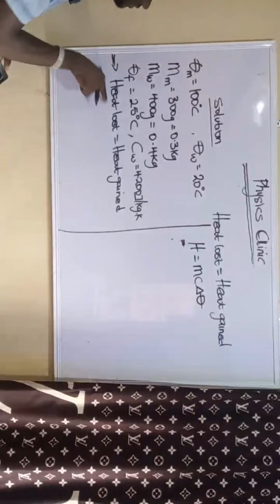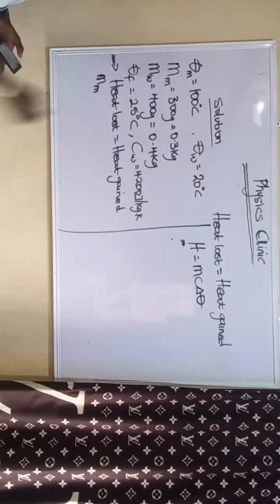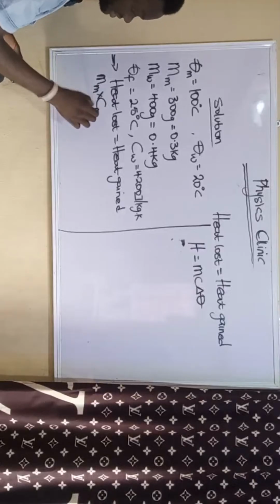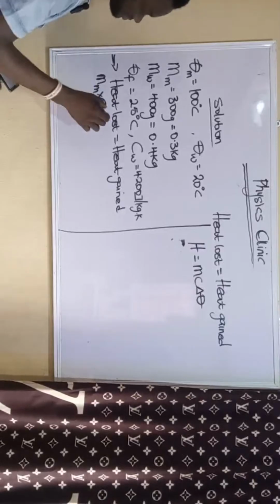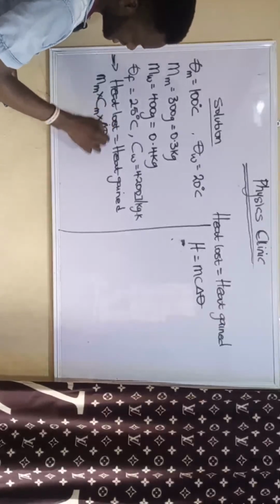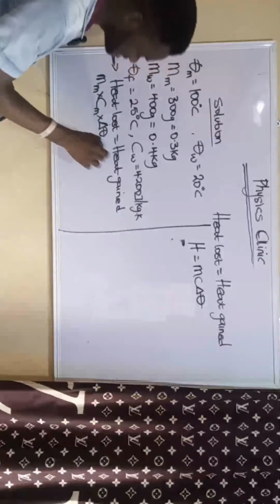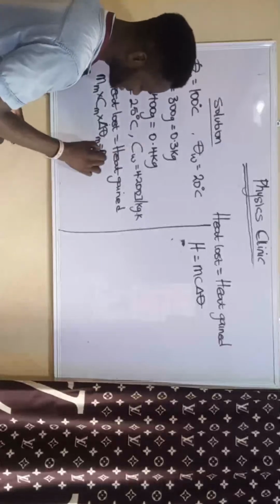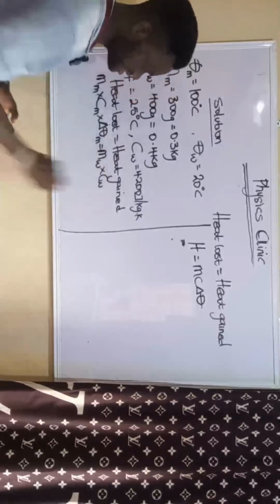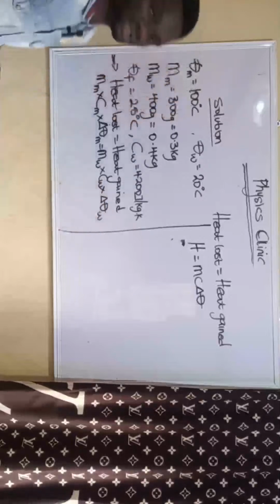All right. So for heat lost by metal, it's going to be mass of metal times the specific heat capacity of metal times delta theta for metal. That's the temperature change that the metal undergoes. And this will be equal to the mass of water times the specific heat capacity of water times the temperature change that the water undergoes.